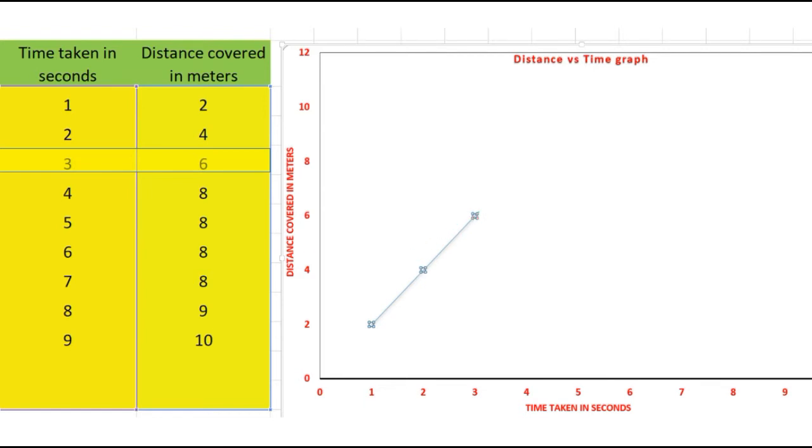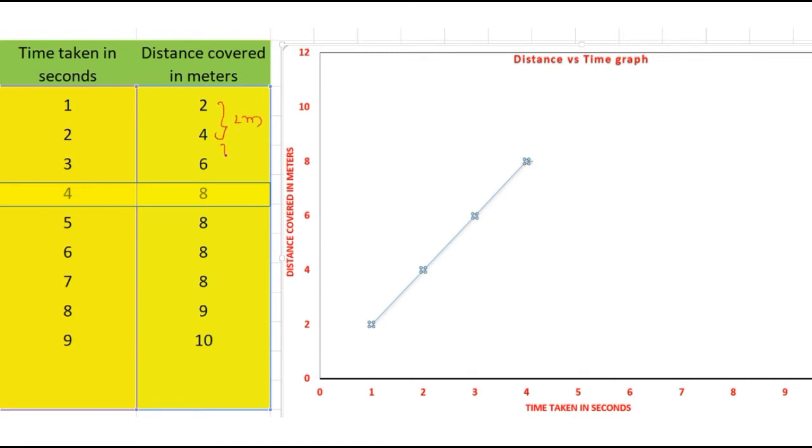And then for the fourth second, the distance covered is 8 meter. So it comes here. And now you look at this line. Since it covers equal distance in equal intervals of time, every 1 second it covers how much of distance? It covers 2 meter of distance for every second, so equal distance covered in equal intervals of time, and then you get a straight line. Please remember this.